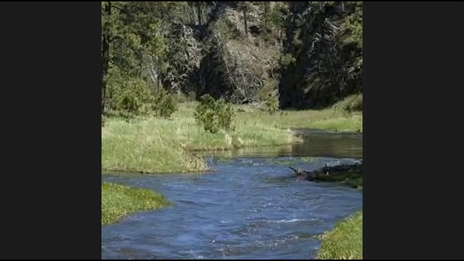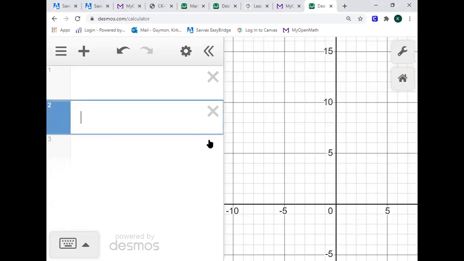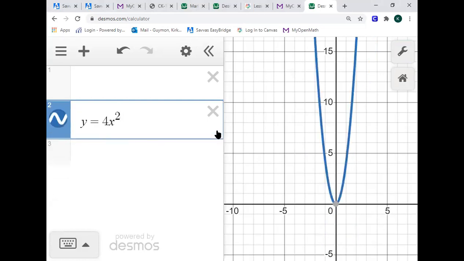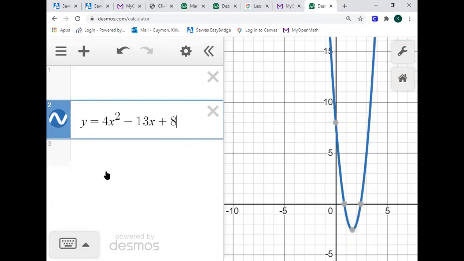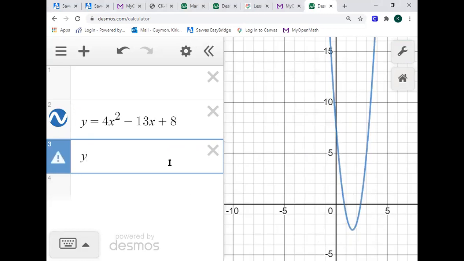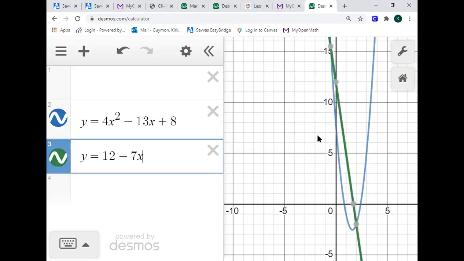All right, so let's jump over to a Desmos screen here, desmos.com graphing calculator, and just type in the two equations. Y equals 4x, shift 6 for the caret, squared minus 13x plus 8. Does that look right? 4x squared minus 13x plus 8, yep. And then in the second one, y equals 12 minus 7x.